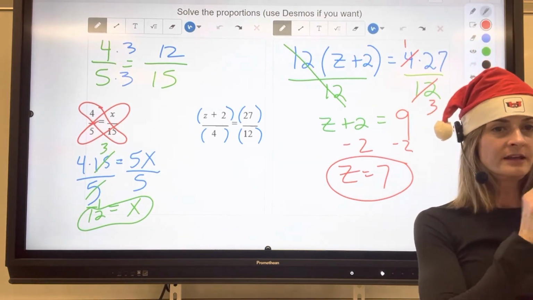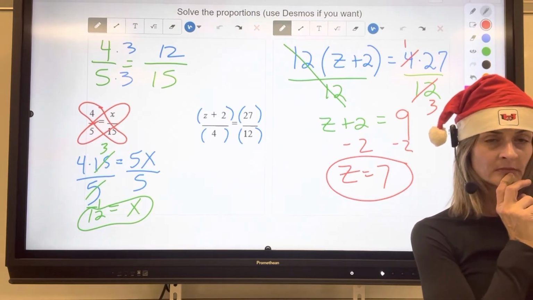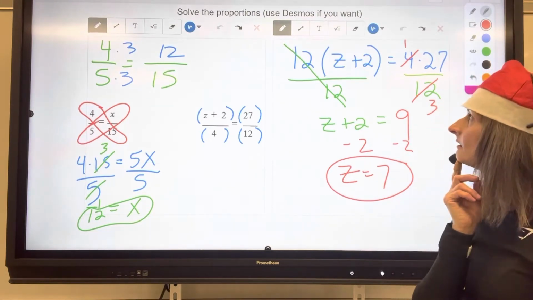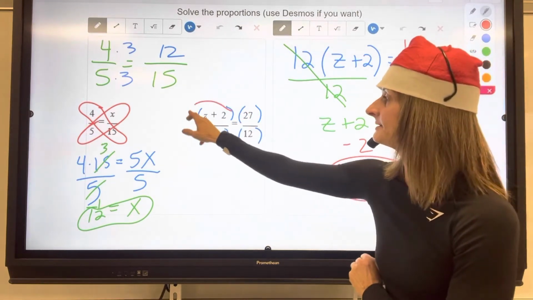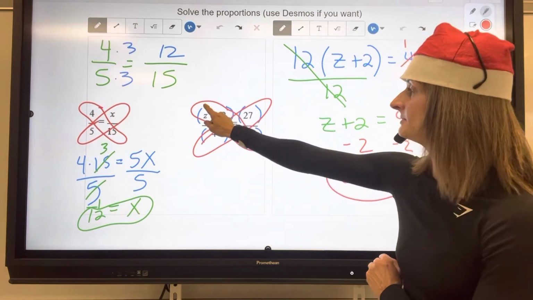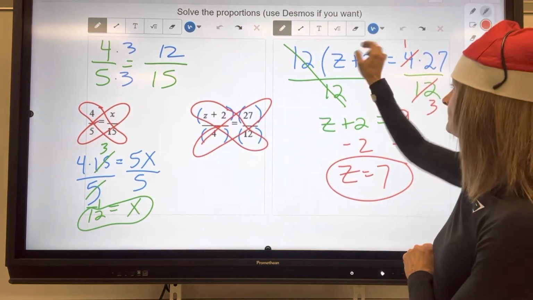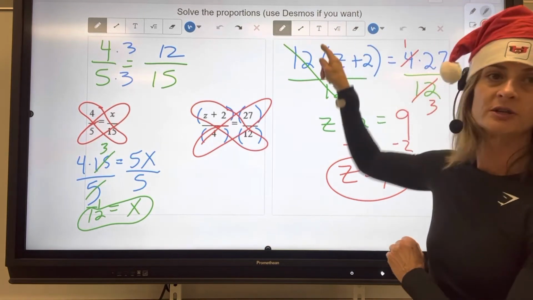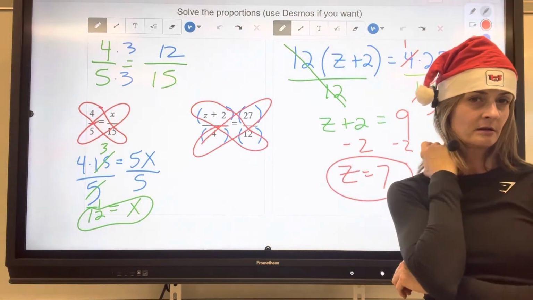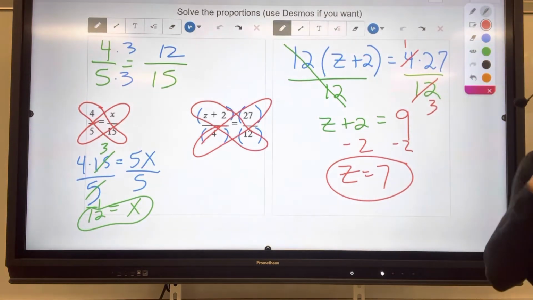Okay, yeah. If we just do like the butterfly method, wouldn't we get the same answer too? You mean this? Yeah. That's exactly what I just did. I did 12 times z plus 2 equals 4 times 27. And that's where I got this equation from. Is that what you mean? Did I answer your question? Okay. So yes.